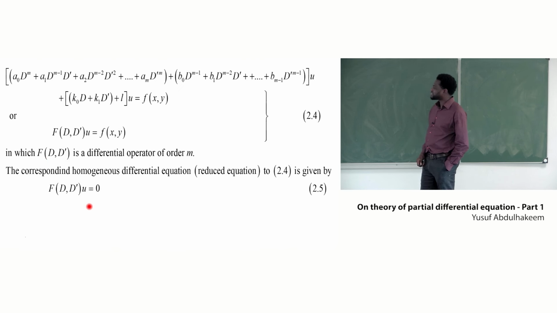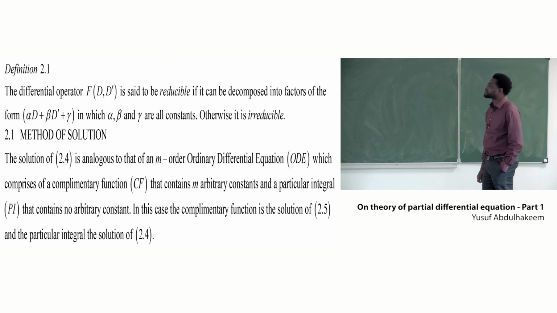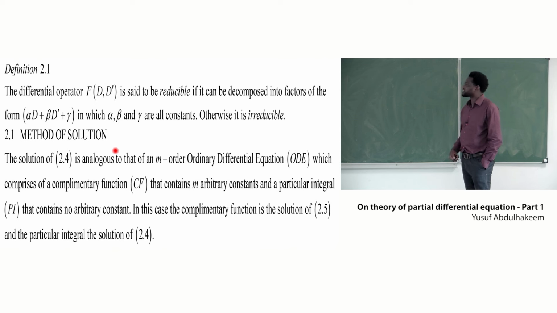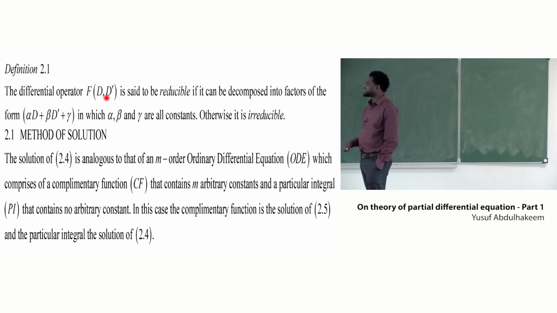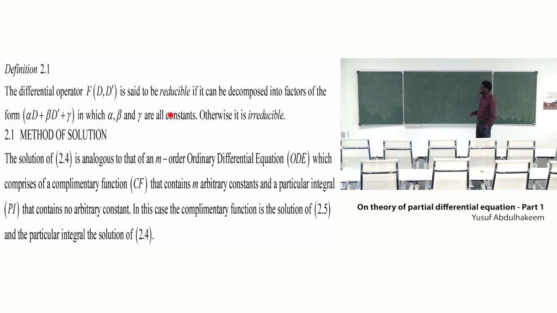Then the definition: a differential operator f is said to be reducible if it can be decomposed into factors of the form alpha D plus beta D prime plus gamma, in which alpha, beta, and gamma are all constants. Otherwise, it is irreducible. That is, if you can reduce this differential operator into this format, then we say that the differential operator is reducible. But if we cannot, then it is irreducible. And then we have the method of solution for this second order differential equation.